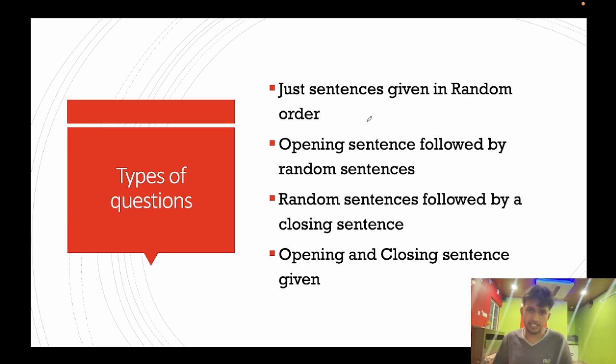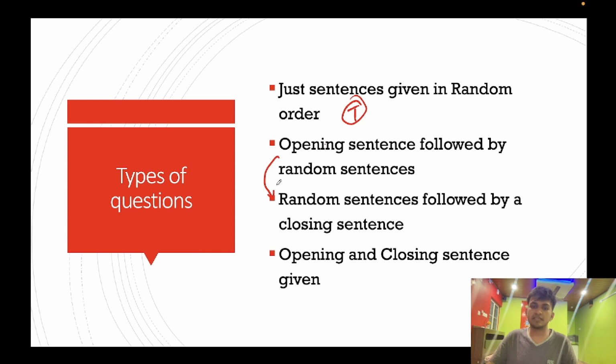You're supposed to arrange them. These are the toughest of the lot. Why? Because you're not given a starting or an ending point. Okay? This is the toughest. Now, the second type of questions are where you're given an opening sentence followed by these set of random sentences. So here you have a starting point to begin with. So you know what the context is, right? This could be easier for you.